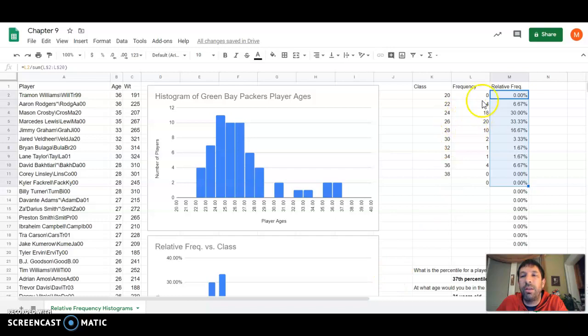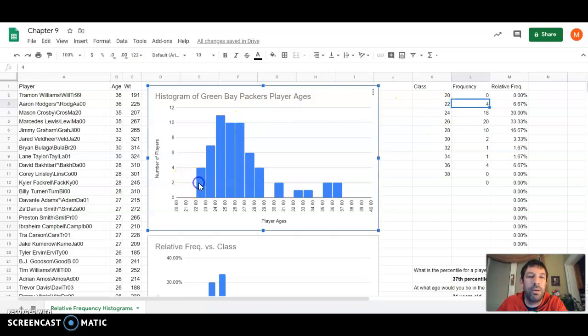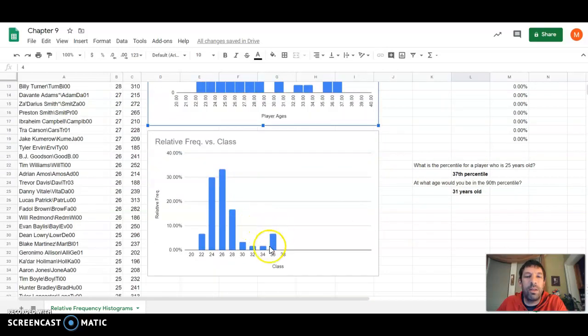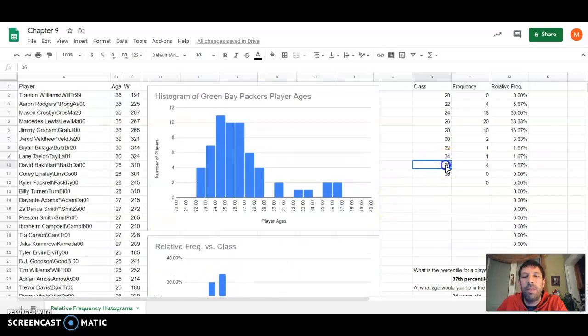But now if I look at these values in here, I can see 22 has 4 people in it. If we go back to our original histogram, 22 had 4 people. But 36, this one also has 4 people. Here, 36 only had 2 people. Well, if we come down and look at our relative frequency histogram now, those 4 people are all in this group here. And that's because this 36 gives us the maximum value within the group. So the group before it was 34. That means that this group of 36 is actually 35 and 36-year-olds.